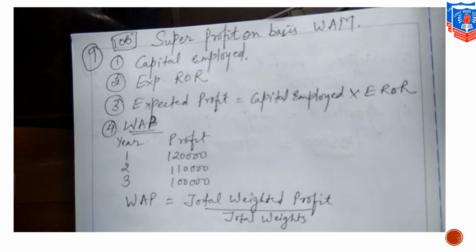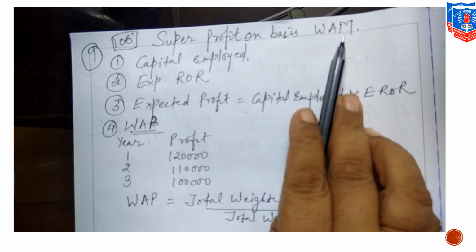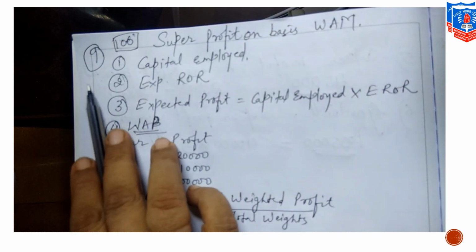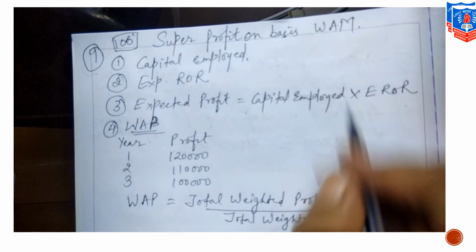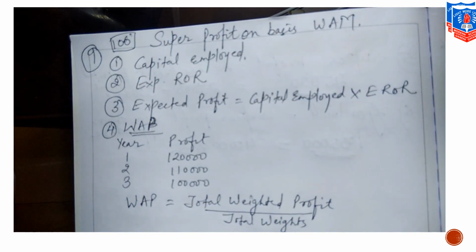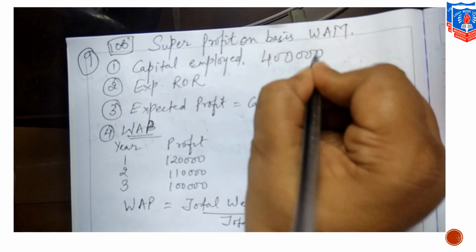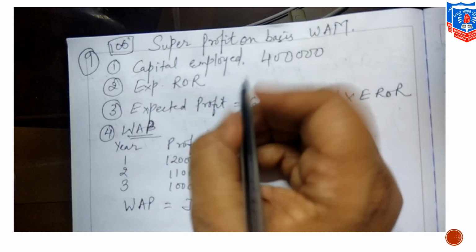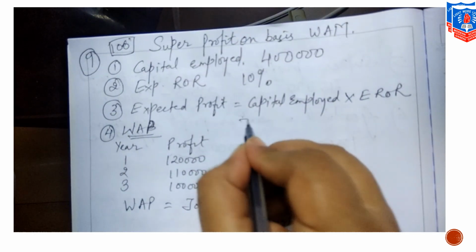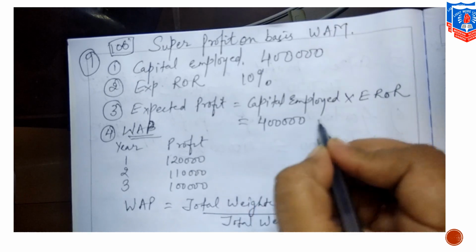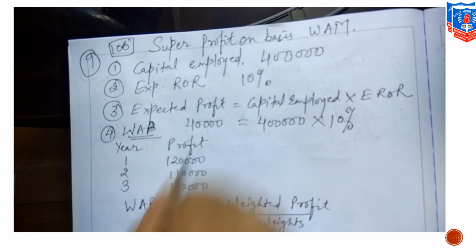Let's take one more example of super profit, but now on the basis of the weighted average method. Page number 106 of the textbook, question number 9. Step 1, capital employed, directly given in the question. Here it is 4 lakhs. Expected rate of return, again directly given in the question, 10%. Third step, expected profit, that is capital employed into expected rate of return. It comes to rupees 40,000.